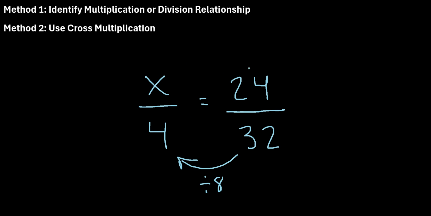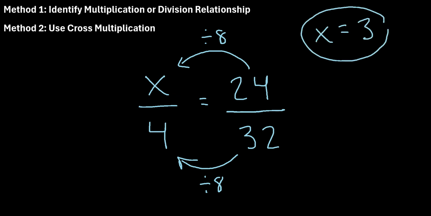So let's say 24 divided by 8, what would that be? 24 divided by 8 is 3. So x must be equal to 3. And that's our final answer. So in this case, method 1 worked, so we don't have to use cross multiplication. And what we'll find is, if we plug in a 3 right here, 3/4 is equal to 24 over 32. So these 2 fractions have the same value.